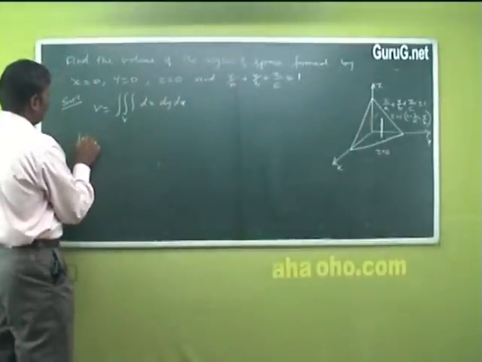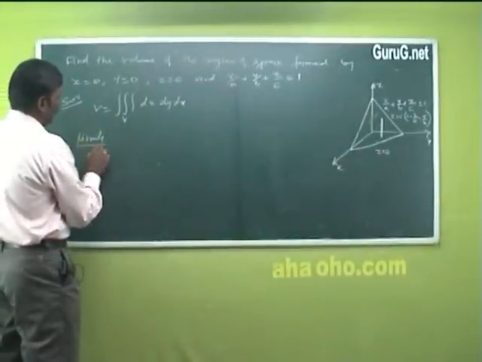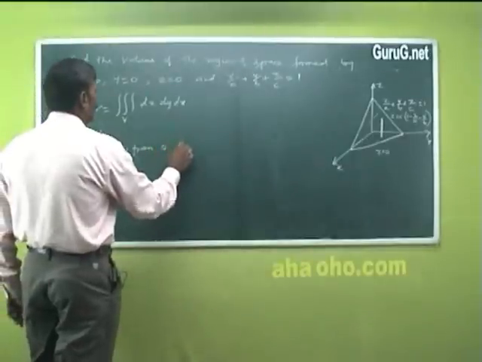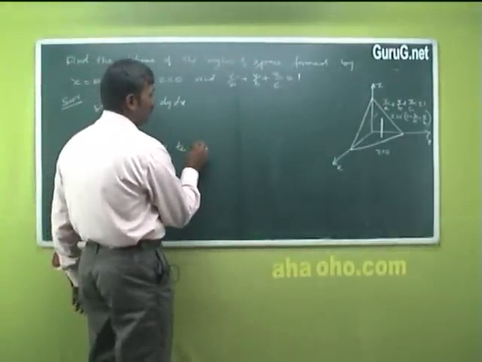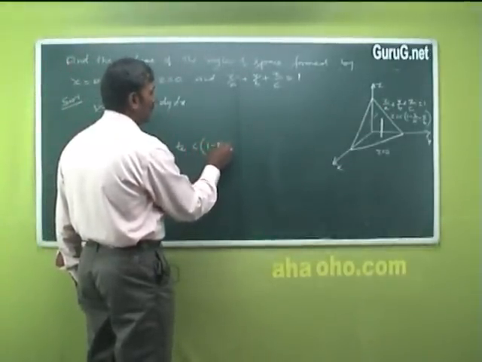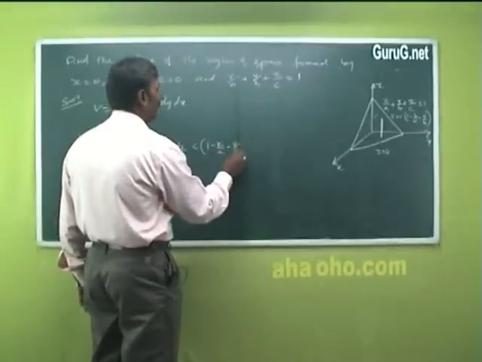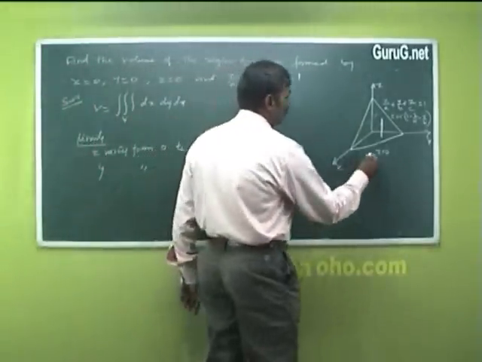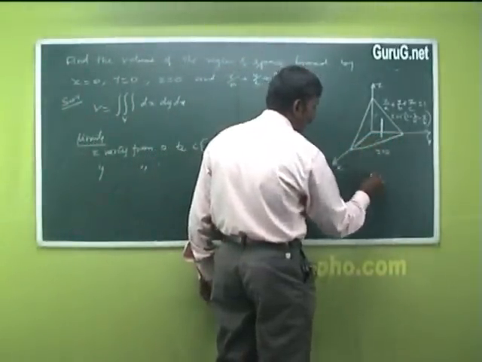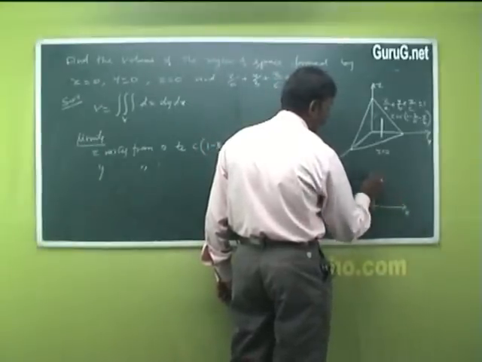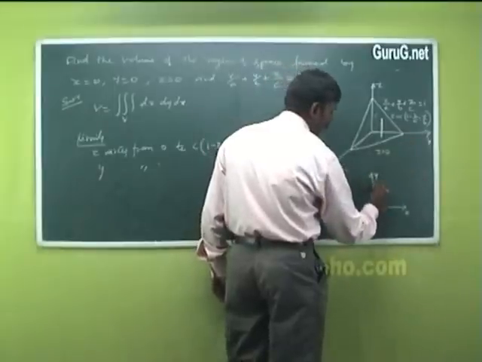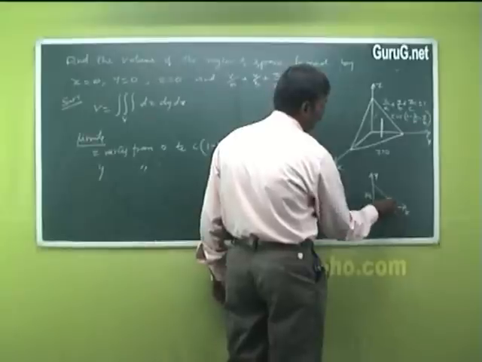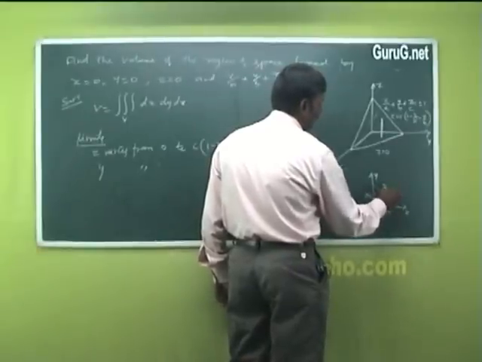What will be the limits now? Z varies from 0 to the top one, that is c into 1 minus x by a minus y by b. Then y varies from... To calculate the y limit and x limit, we take this x axis and y axis. In this, y equal to 0, and this is x equal to 0. What will this equation be? So x by a plus y by b equal to 1.